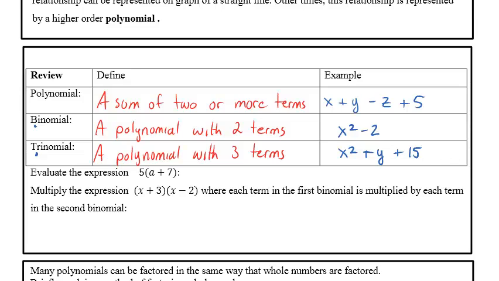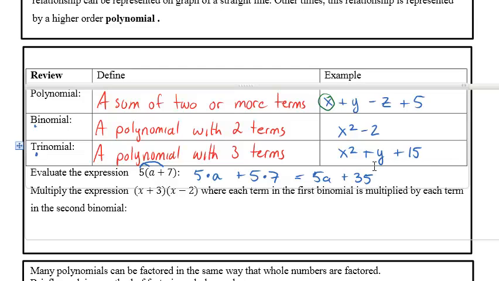I next ask you to evaluate this expression. So this incorporates the distributive property, where we take the first term and multiply it by every other term. So that's equal to 5 times a plus 5 times 7. So I'm using a dot here to represent multiplication. Now that we're using algebra and we're using variables, x is a very common variable, and we don't want to confuse x with multiplication, so we use this dot instead. So that's also equal to 5a plus 35.